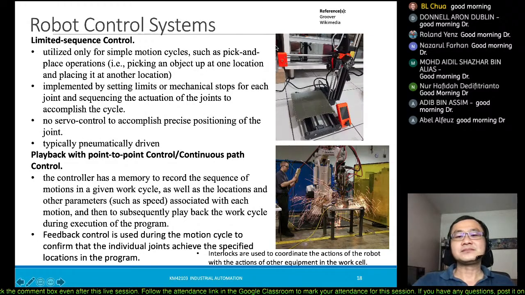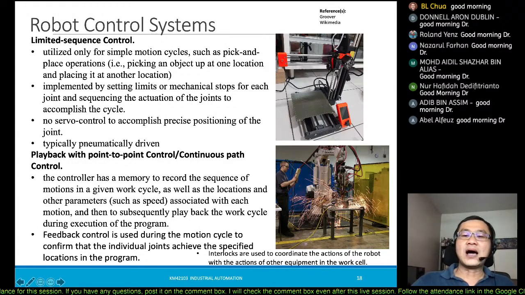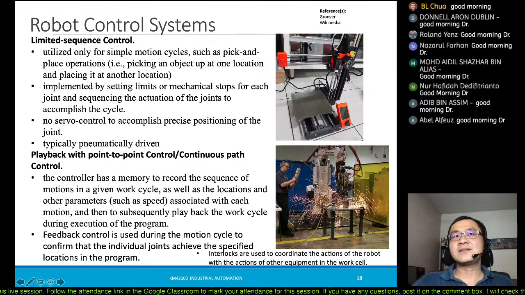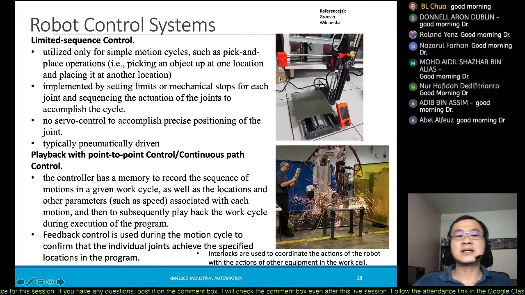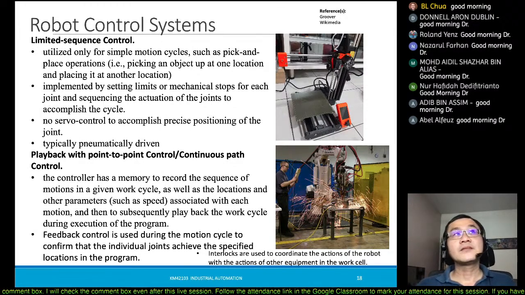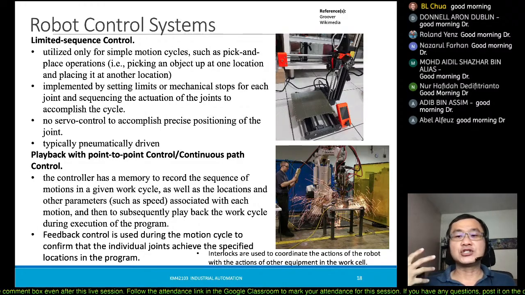It can be like a 3D printer, which is actually a Cartesian robot, you can say that. They have X, Y, and Z coordinates, right? So the control of this is actually based on the limit switch. If I put a limit switch such that every time it reaches the first limit switch, it will stop and do the second task, that would be the kind of limit sequence control, just like the assignments that I have given to you.